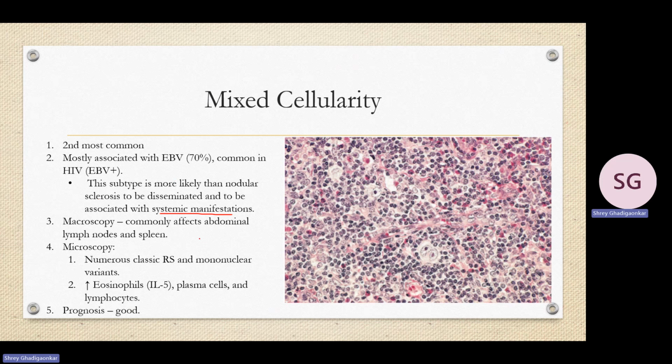And microscopically, we have a picture over here. So it's known as mixed cellularity because of the numerous different kinds of cells that are present. So you have eosinophils, plasma cells, lymphocytes, and you also have your characteristic Reed-Sternberg cells, as you can see over here. And they may be mononuclear variants, as this one over here. And the prognosis of this is usually good.